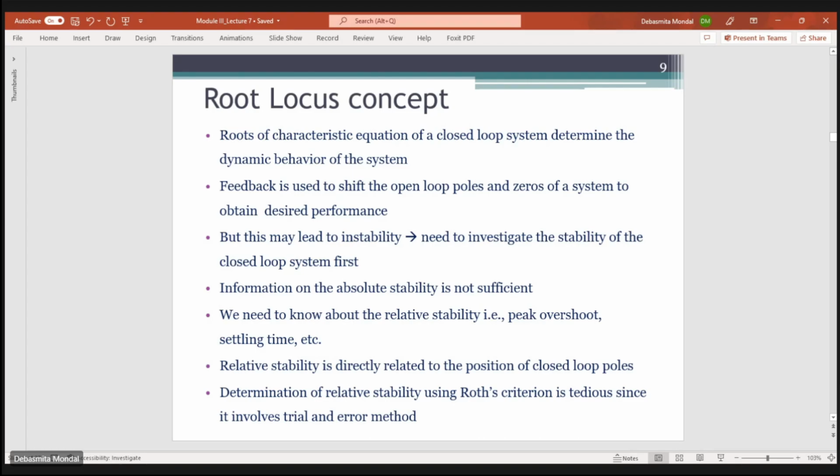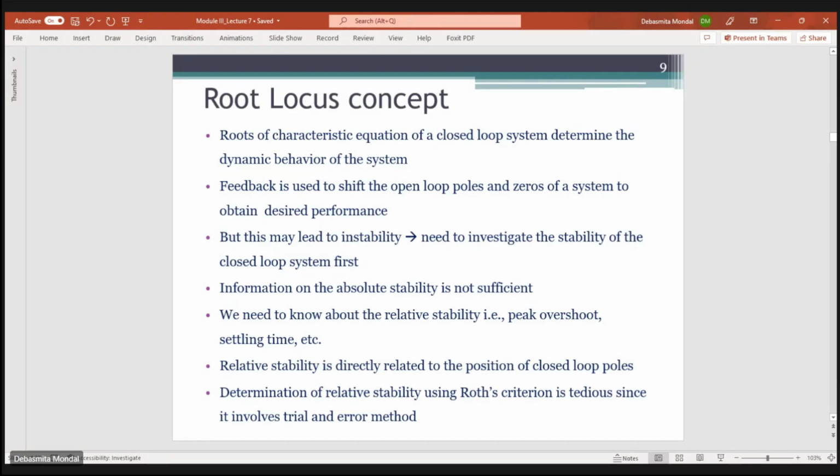So first of all, we need to investigate the stability of the closed loop system. Not only the stability, we need to have information about the relative stability of the system. Having only information about the absolute stability is not sufficient. We need to know about the relative stability of the system.